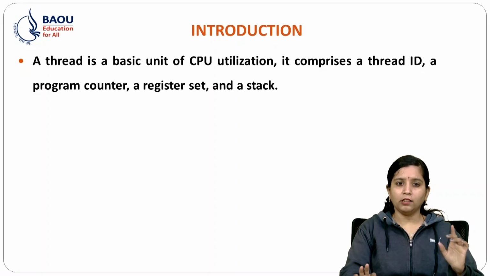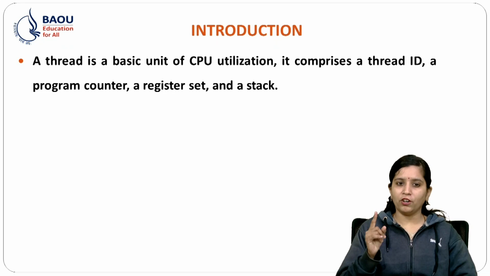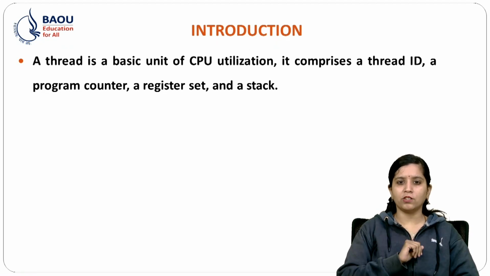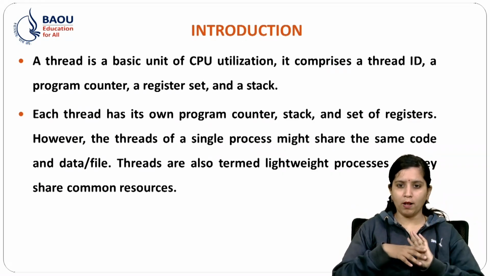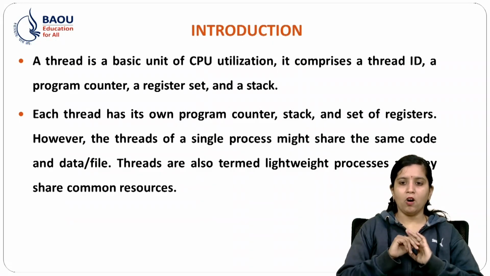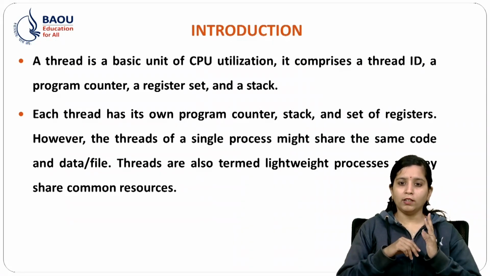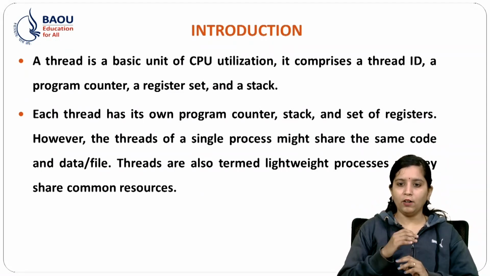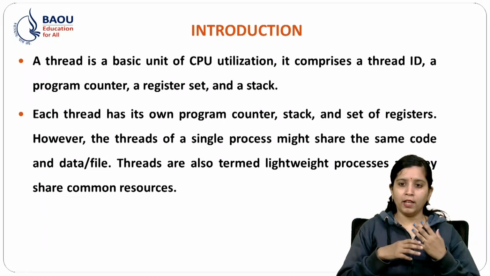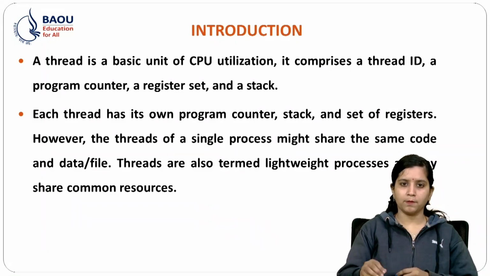As I said, a thread is a basic unit of CPU utilization. It comprises of thread ID, program counter, register set and a stack. So each thread has its own program counter, stack, and set of registers. However, the threads of a single process might share the same code or data file. So for that, we use threads. Why? Because thread is a lightweight process and they share the common resources.